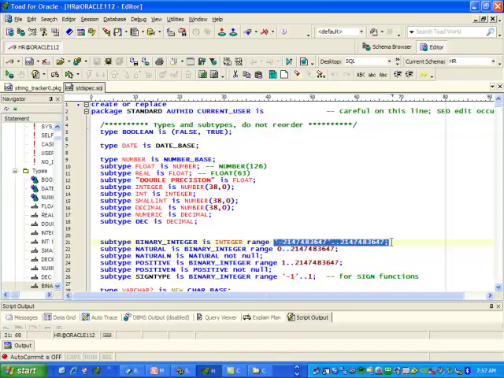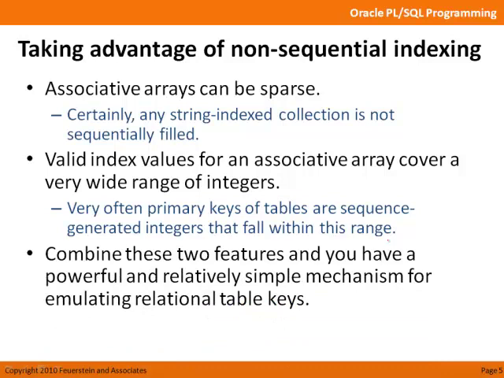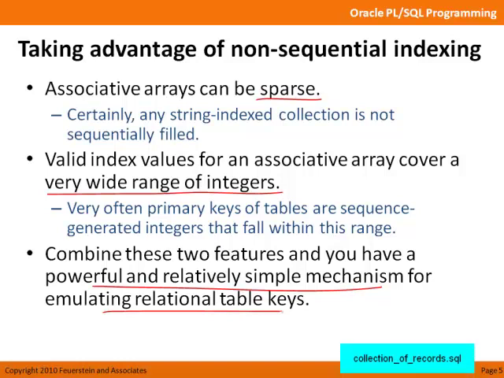But primary keys are often not sequentially allocated. Of course, rows can be deleted and so forth. So, combining these features, the fact that associative arrays can be sparse, and that you have a very wide range of integer values to use for your collection, you have a relatively powerful, meaning fast, and simple mechanism for emulating relational table keys, and that's what I want to focus on for the rest of this lesson. But first of all, let's take a look at the process of populating a collection of records sequentially, just to reinforce how that works.